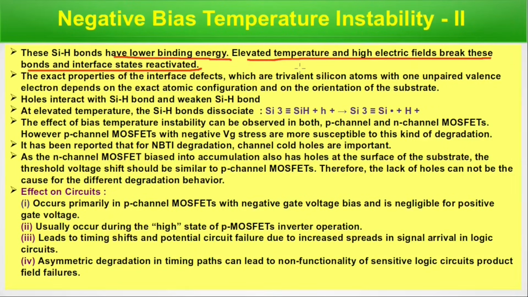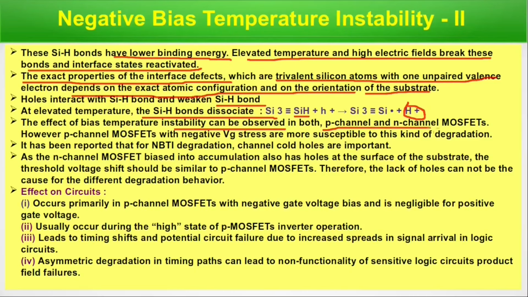If temperature is elevated or high electric fields are there, these bonds just break. The exact properties of interface defects, which are trivalent silicon atoms with 1 unpaired valence electron, depend on the exact atomic configuration and orientation of the substrate. Holes interact with the silicon-hydrogen bond and weaken it. Now, for a PMOS, at elevated temperature, silicon-hydrogen bonds dissociate. One hole gets associated with that, it becomes a positive ion, and this bond is broken basically. The effect of bias temperature instability can be observed in both P-channel and N-channel MOSFETs.